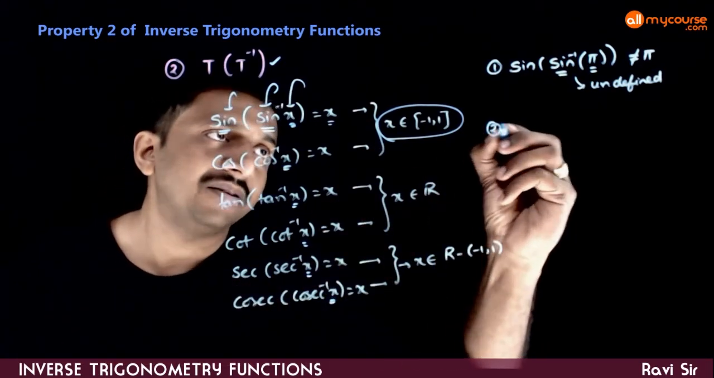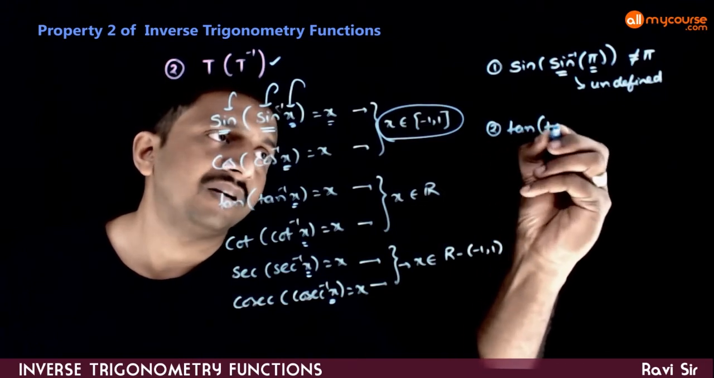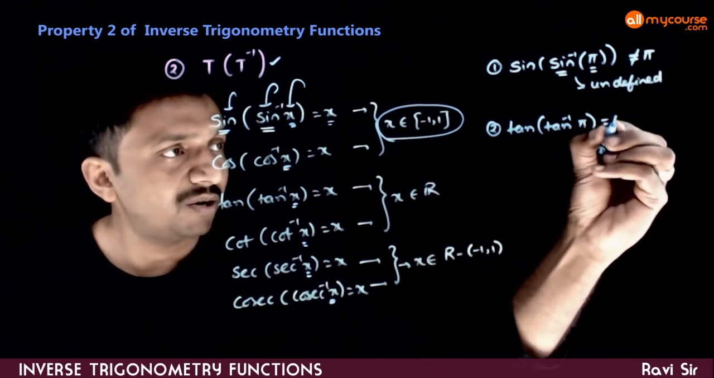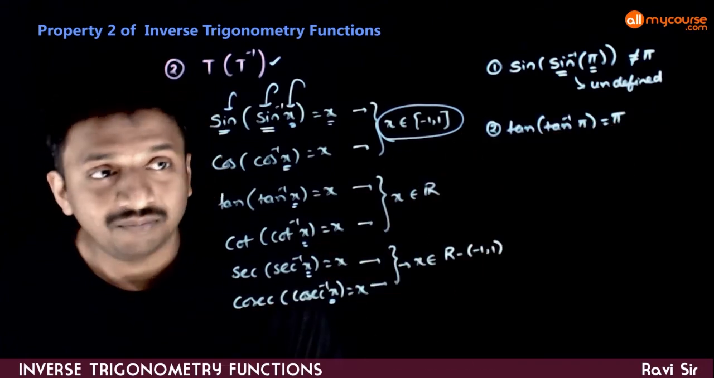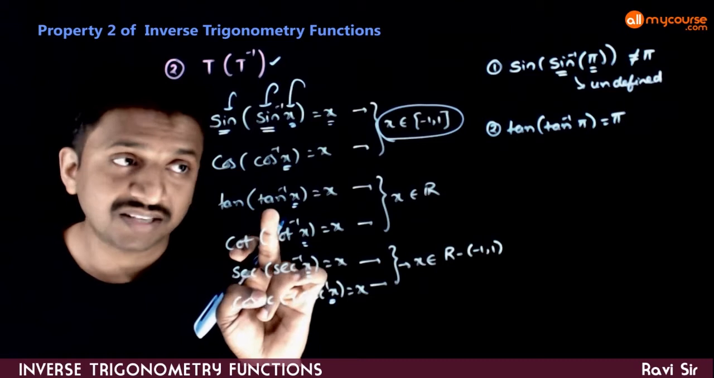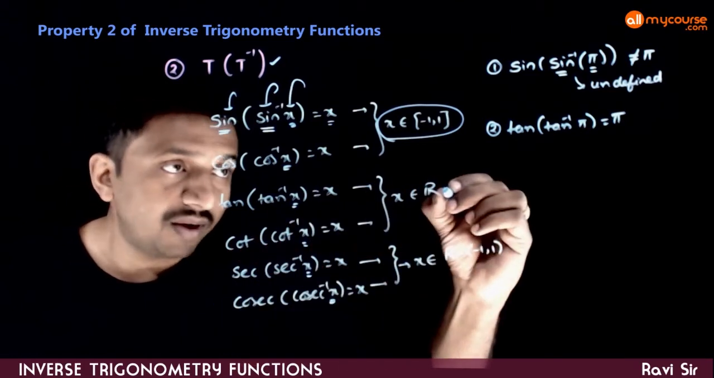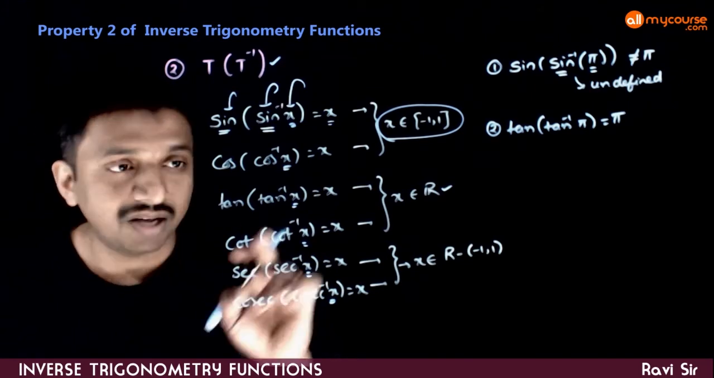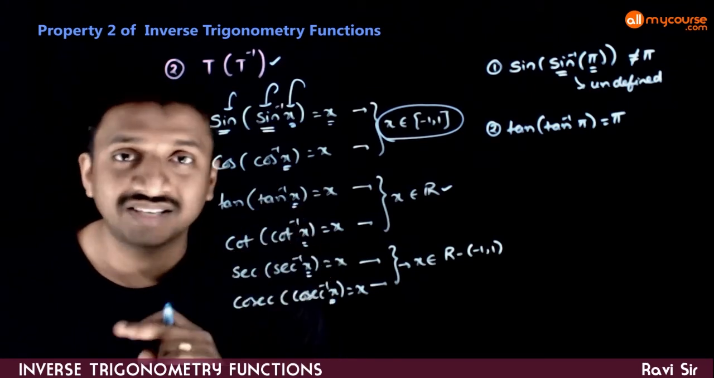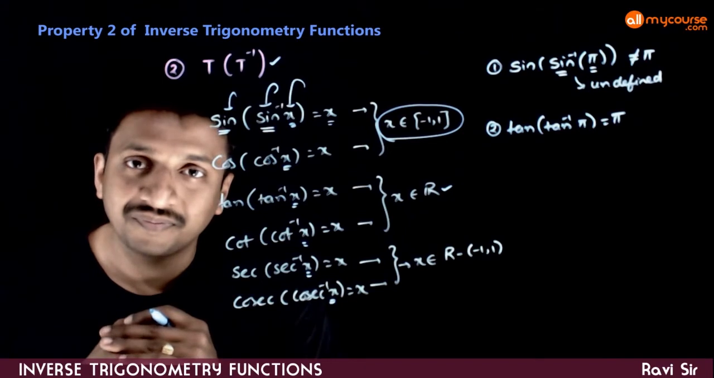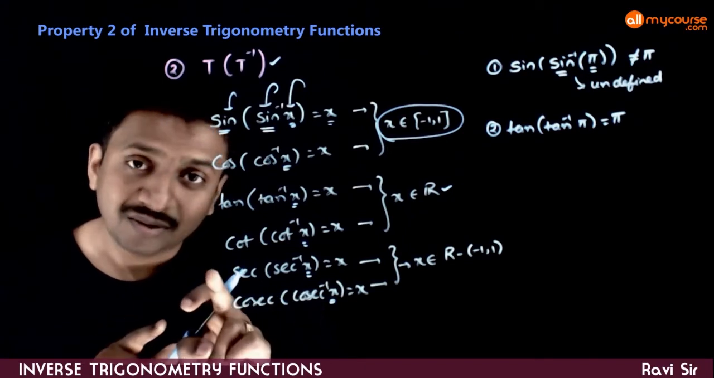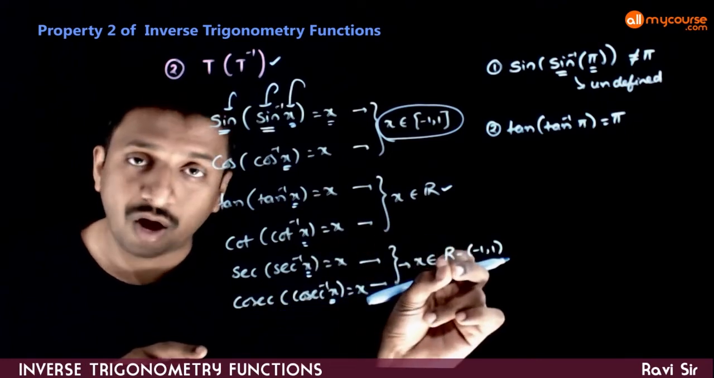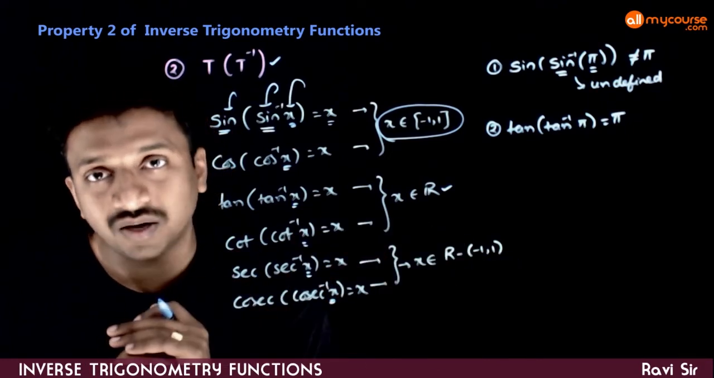Similarly, tan of tan inverse pi will be equal to pi. There's no doubt about it, because tan of tan inverse x is equal to x works for all real numbers, because the domain of tan inverse x is all real numbers. And for cosecant and secant, this formula works for all real numbers except those between minus 1 and 1.